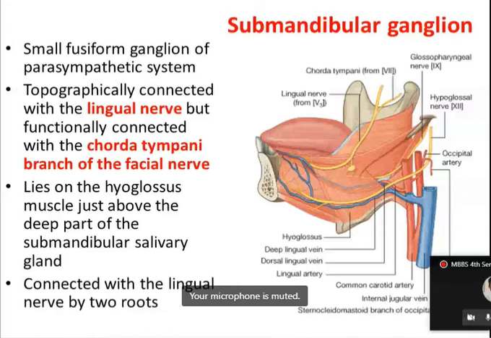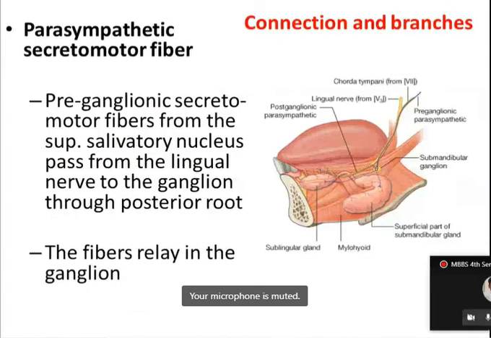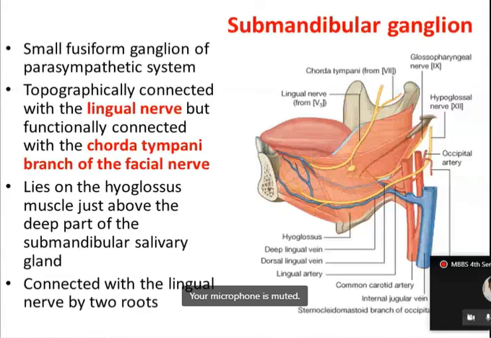So here we can see the hyoglossus muscle. And just above the deeper part of the submandibular salivary gland. So the deeper part of the submandibular salivary gland is located here. And it is connected with the lingual nerve by two roots. So we can appreciate here the posterior root and the anterior root, which is something like hanging the nodule here.